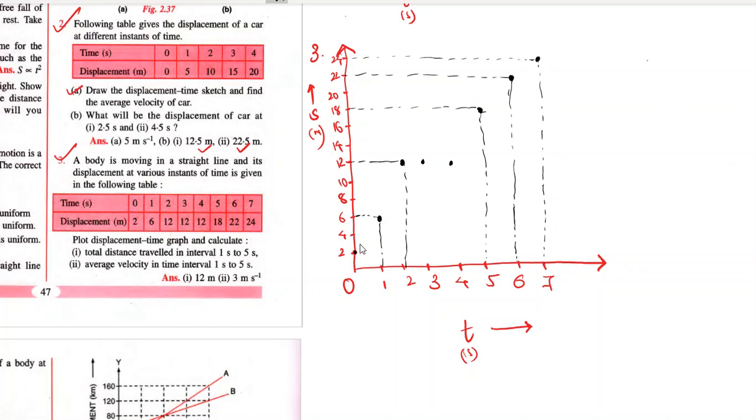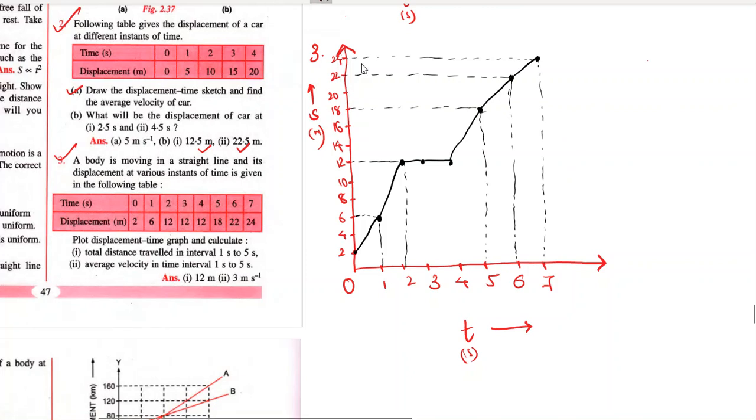Okay, so let's join these lines. All these points need to be joined. You don't have to draw this dotted line because you will be having your graph, so you can properly join these points with a scale, and no need to draw the dotted line. So it will be clearer.